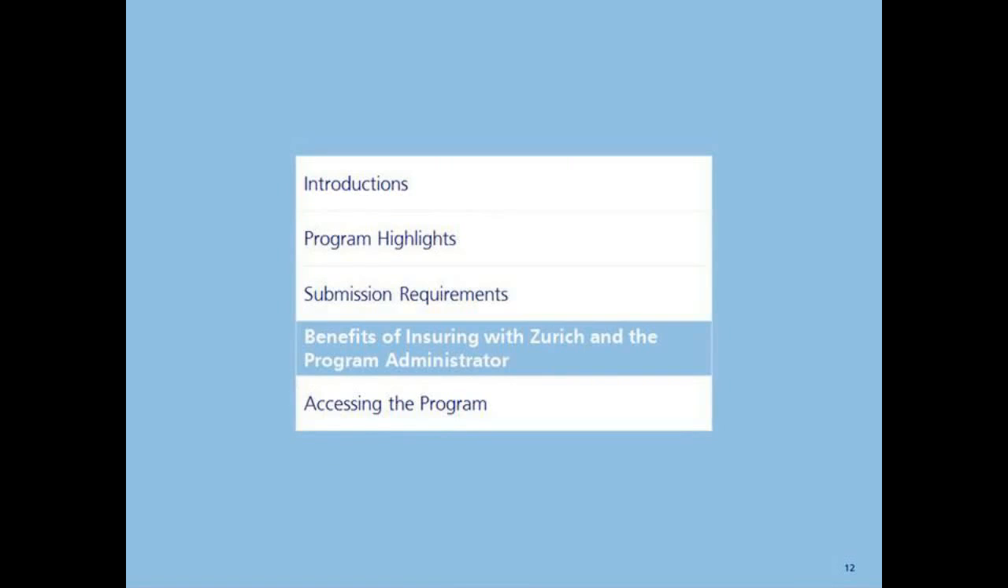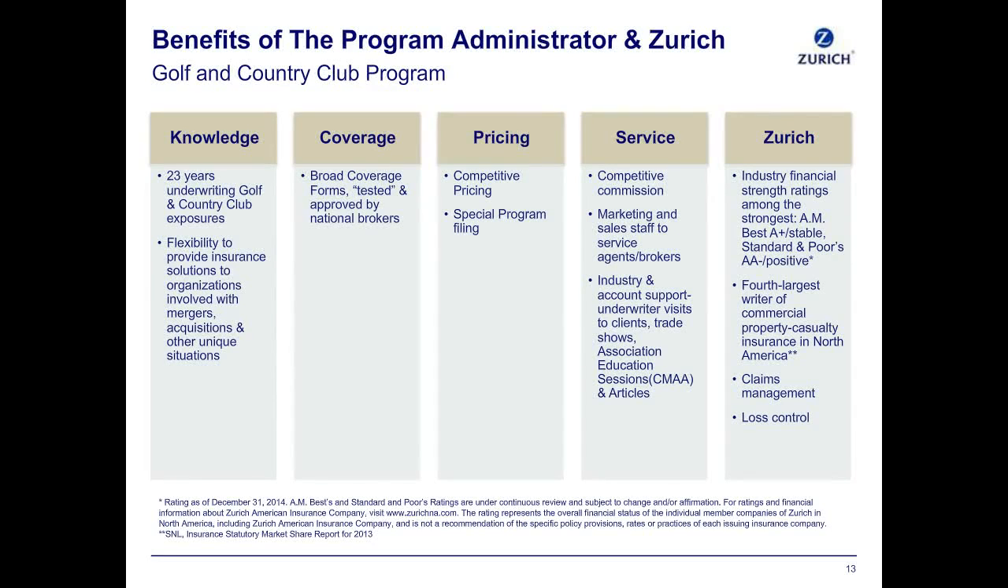Moving on, we wanted to talk about the benefits of insuring with Zurich and also Venture Programs. Some of the benefits are, obviously, Kathleen touched on it earlier. We've been in this business of writing golf and country clubs for over 23 years. There's really no exposure that we haven't seen since we've been doing it this long, and we have the flexibility to make things happen with regards to specific accounts, whether it's acquisition, sale, mergers. We see it all the time, and there's really nothing from the golf space that we can't handle, as well as tournament activities, whether it be PGA or USGA contracts.